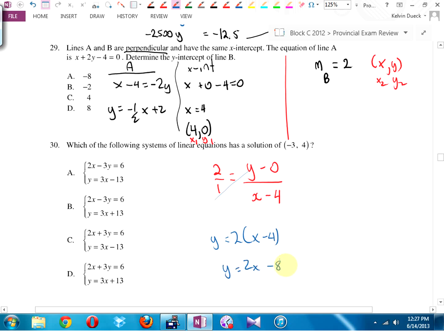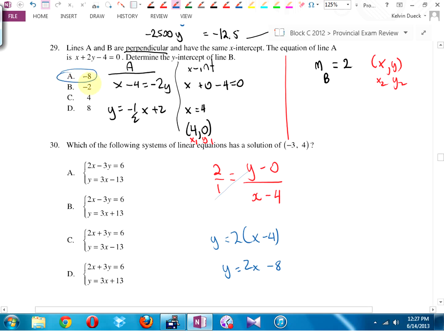And now, boys and girls, what did they want me to find in number 29? They didn't actually want me to find the equation. What did they want me to find? The y-intercept of line B. What's the y-intercept? Negative 8. Holy smokes, that was a lot of work for one question.